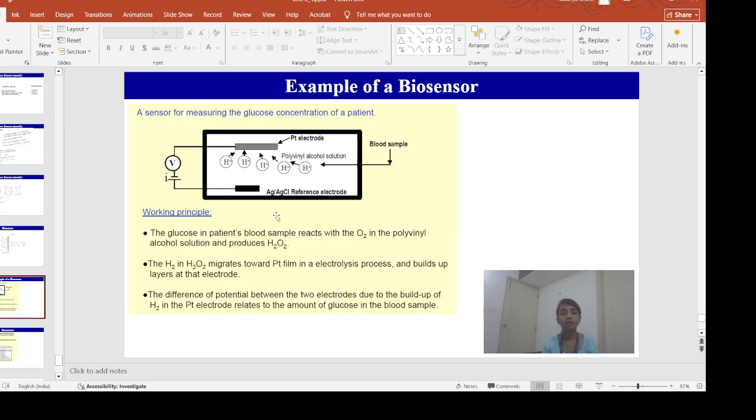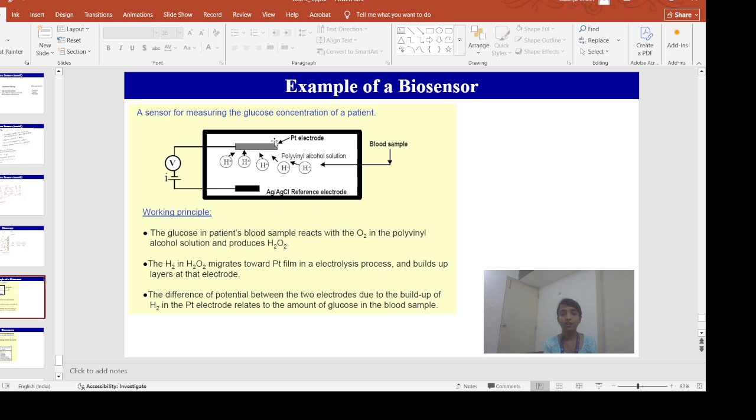For example, I want to detect the glucose concentration or glucose level in my blood. For that, the blood sample from my body will be taken, and in the sensor it will be reacting with a solution called polyvinyl alcohol. When the glucose reacts with the polyvinyl alcohol solution, it will generate hydrogen peroxide, or H2O2.